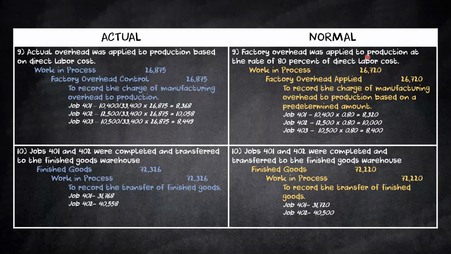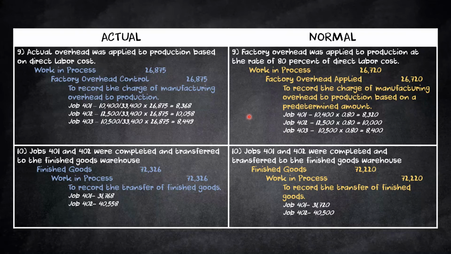Kung gusto naman natin na mabilis ang computation, pwede naman. Ang gagawin na lang ay yung total, which is 33,400, i-multiply natin by 80%, we will get the same amount. Pero kadalasan kasi ang hinihingi sa mga exam is by job. So, kung by job, compute po tayo ng ganito. Okay, let's proceed to entry number 10.